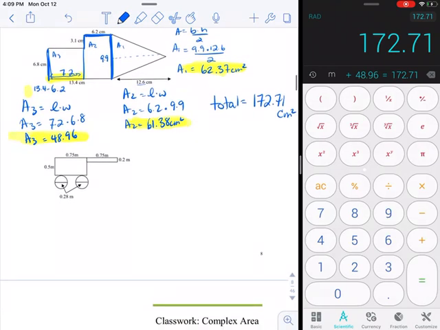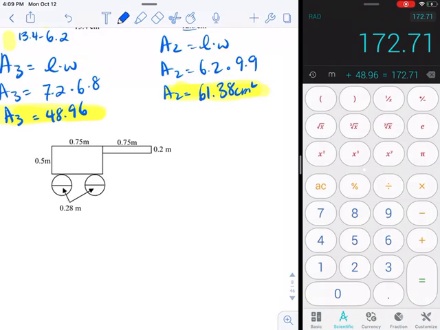Okay, last example. We have this area here, which is just going to be length times width. We have this area here, which is length and width. Then we have two circles, so we can just calculate the area of one of them and then multiply the whole thing by 2. Okay? So let's figure out area 1.